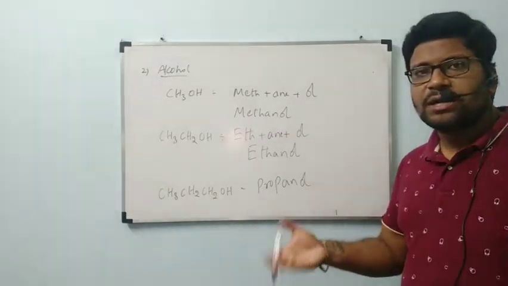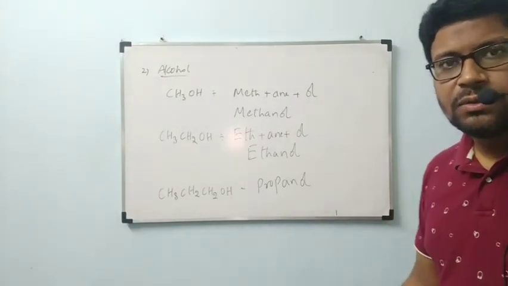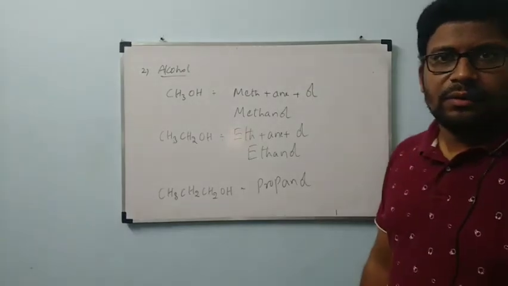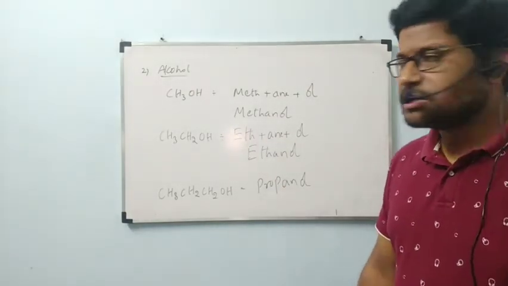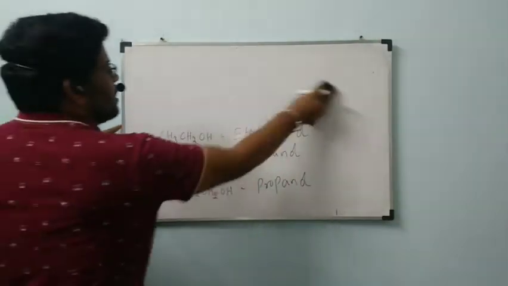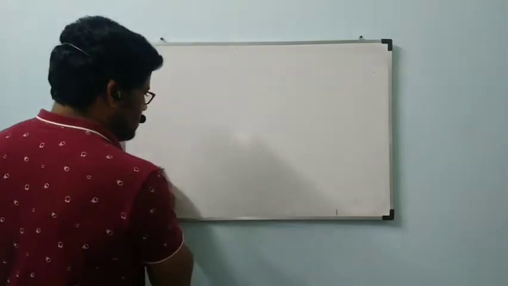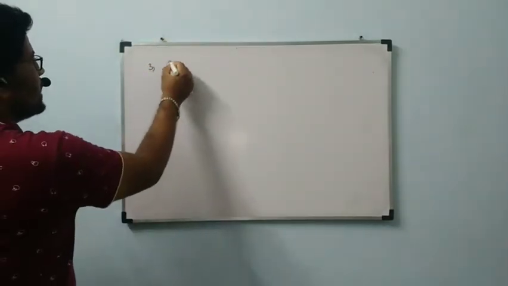Okay, like this we can continue up to 5 carbons. Butanol, pentanol. Like that we can give. Okay? This is about the secondary functional group, alcohol. Next we will go to the third functional group, aldehyde.